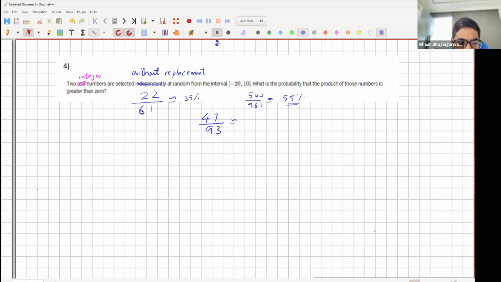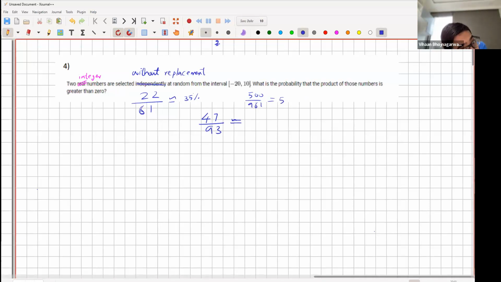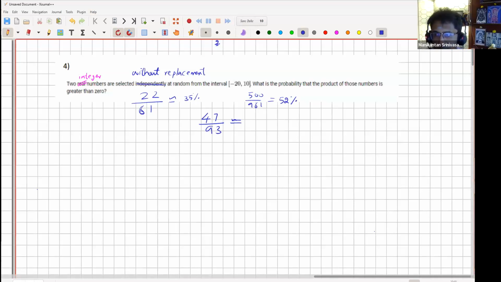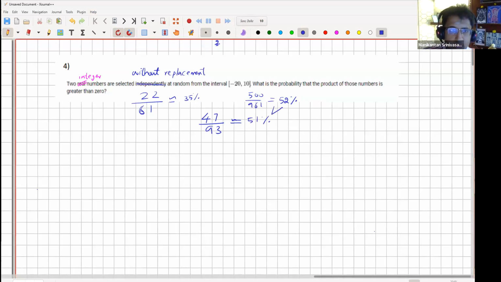About 51-ish. Can you do it on the calculator, guys? Tell me what is 500 by 961. Tell me also what 47 by 93. 0.52, 52%, is 500 by 961. And this latest one, 47 upon 93, is 0.51. So 51%. So it's 52% versus 51%. It's slightly lesser, right? As expected. Okay, so let's work it out.